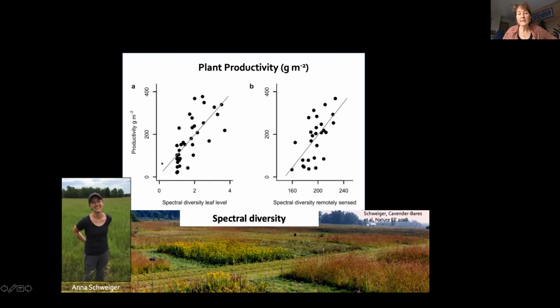And that was true at the leaf level, but then she also used the spectral information that was remotely detected from Ran Wang's work, which had no information about species or anything, and using the fine spatial resolution, or the high spatial resolution information, that also nicely predicted productivity.